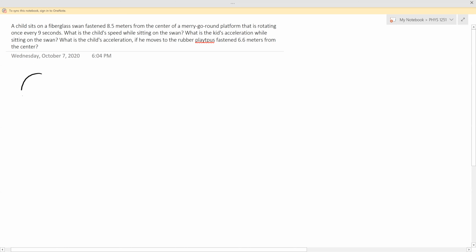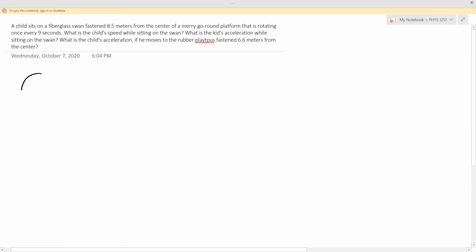So the change in distance, which we have as a circumference, is 2 pi times 8.5 meters. And this gives us 53.41 meters. And so that's the distance traveled.